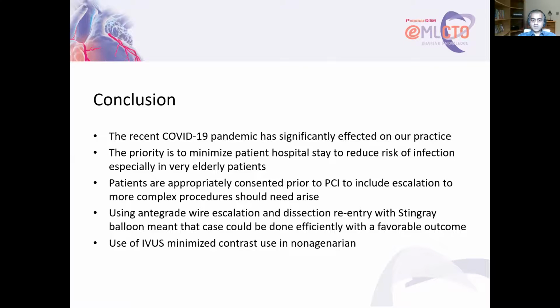The other thing I want to highlight is, of course, that the IVUS was very helpful in this case, not only to confirm that our wire was in the true lumen distally, but also to optimize our stents and to ensure that in this nonagenarian we used as little contrast as possible.